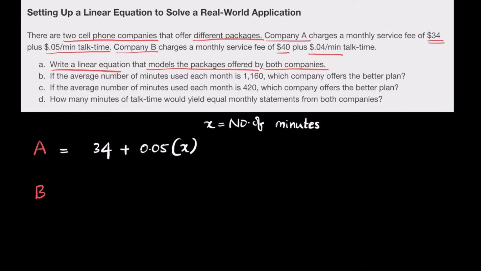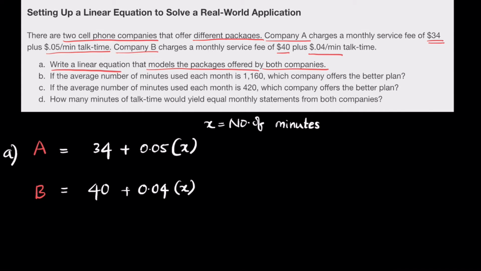Next, how do you calculate B here? When you are paying for company B per month, you are paying $40, that's common, plus you are paying 4 cents per minute talk time. So that is 0.04 times X. So this is the answer for question A. This is the linear equation. A and B represent the prices charged by each company per month.